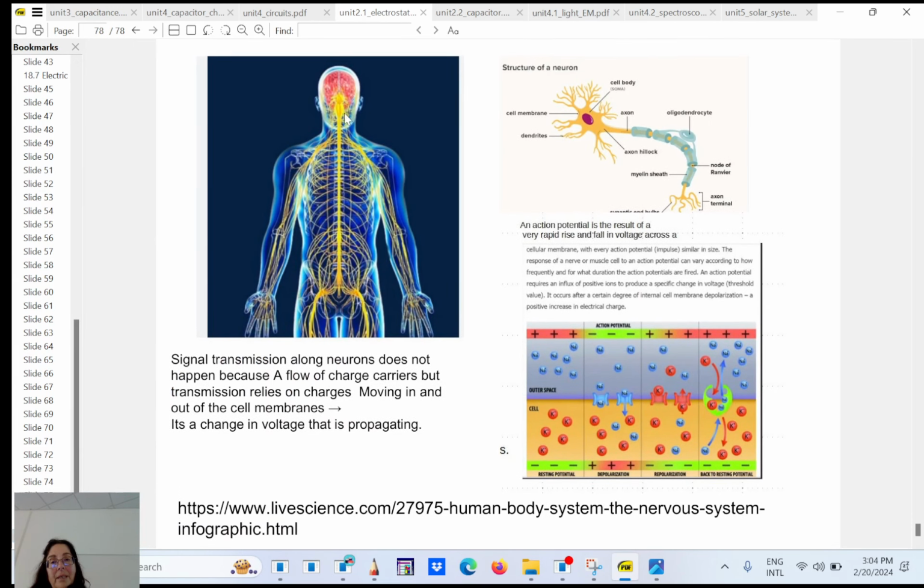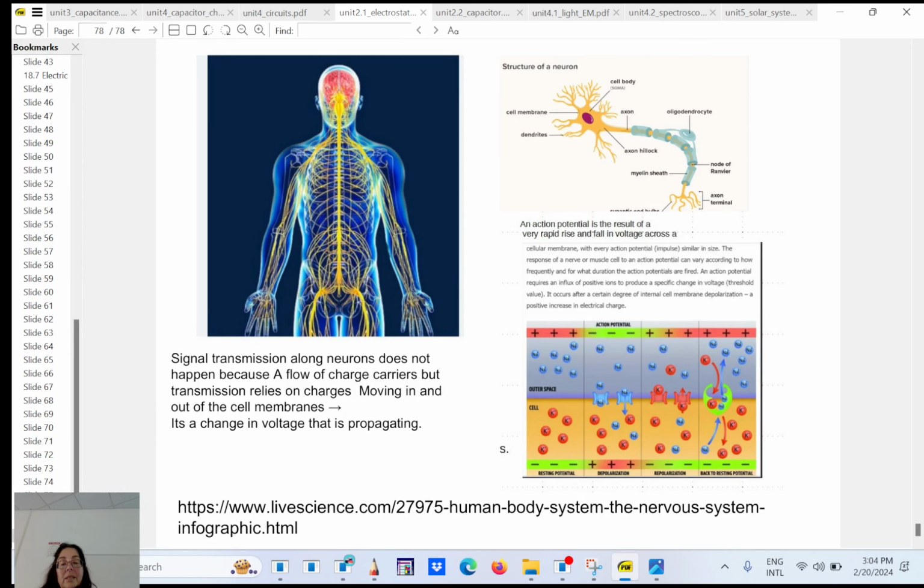I think we talk about that. The nervous system is an electrical system, and the way the signal propagates, it's not charges moving, but it's a voltage. So this is rest, and then you have those ions moving in. So that becomes minus, that becomes plus. This is the inside of the cell, and it switches back and forth, and that's how it's moving. So this is called action potential.